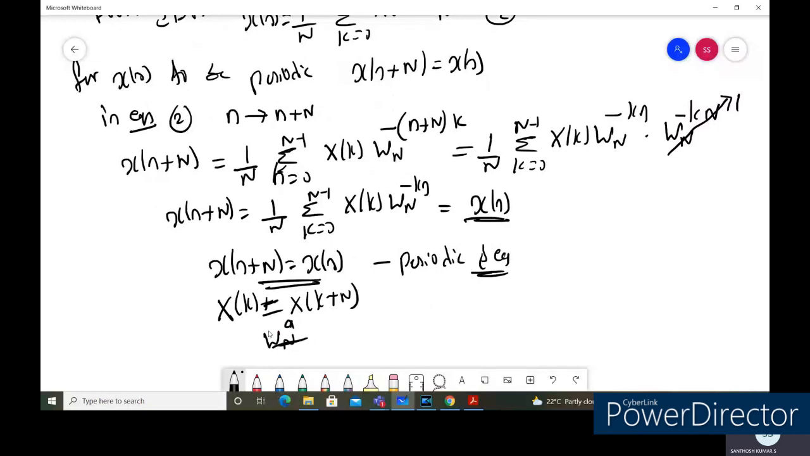Now in the next session, let us see how the Twiddle values can be found out. Let us see in the next session.